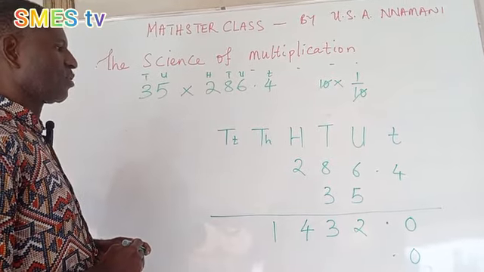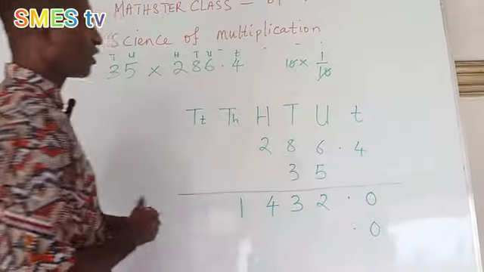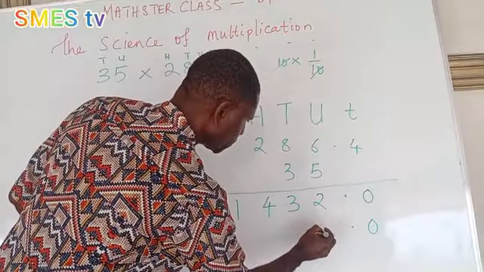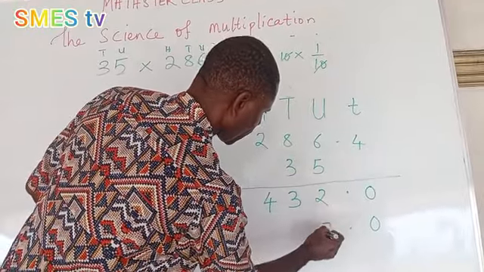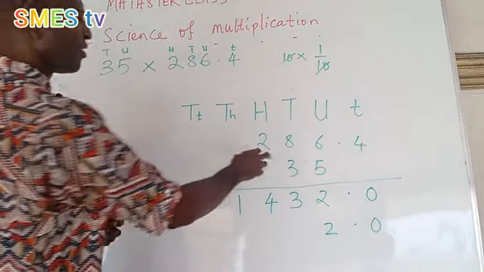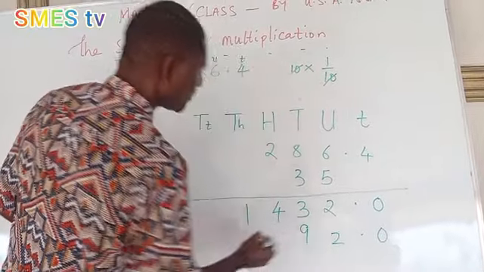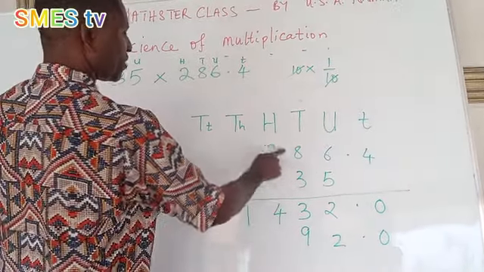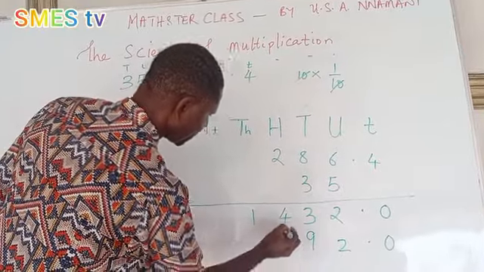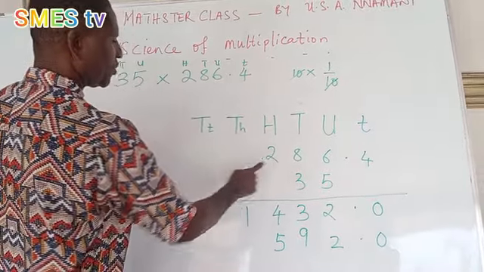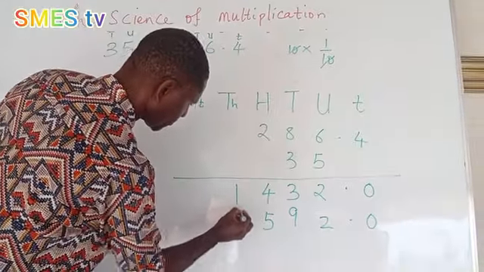Okay. So we go on and multiply by 3. 3 times 4 would give us 12. So we write down 2 under unit and carry 1. 3 times 6, 18, plus the 1 we carried, 19. 9, carry 1. 3 times 8, 24, plus the 1 we carried, 25. Write down 5 and carry 2. 3 times 2, 6, plus the 2 we carried, 8. And we are done.